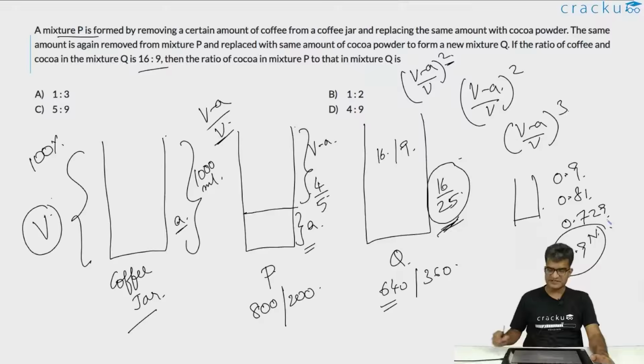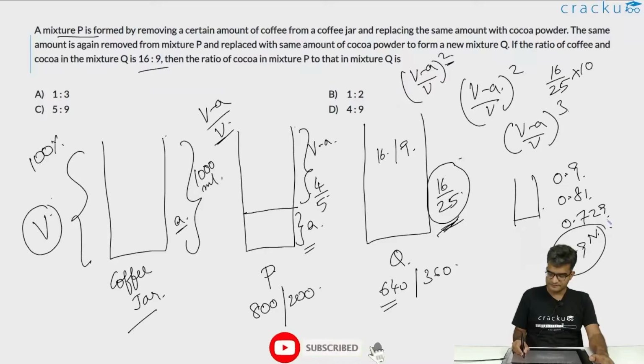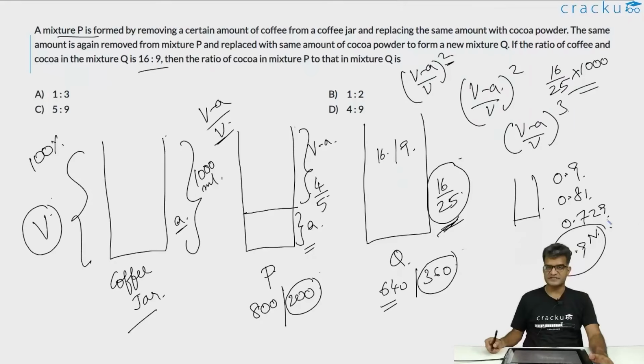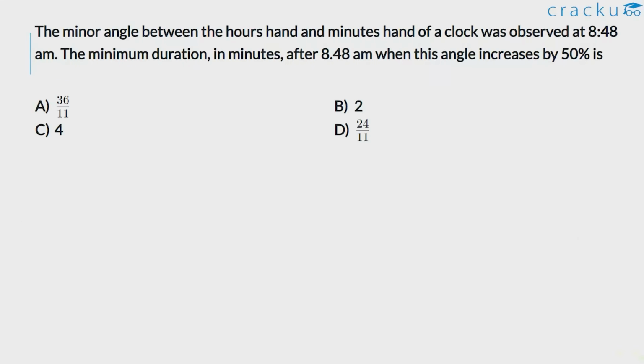How did we get 640? It is just 16 by 25 into 1000. So now the required ratio is the amount of cocoa in mixture P, which is 200, to that of mixture Q, which is 360. So the required ratio is 200 is to 360, which is equal to 5 is to 9. So the correct answer is option C.